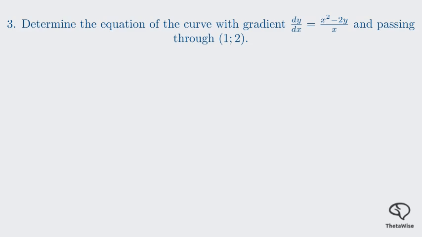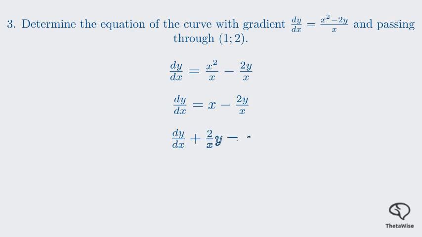This doesn't look like our standard linear form yet. We need to rearrange it. Let's split the fraction on the right side. dy/dx equals x squared over x, which is x, minus 2y over x. Now, let's move the term with y to the left side by adding it to both sides. We get dy/dx plus 2 over x times y equals x. Now it's in our standard linear form.